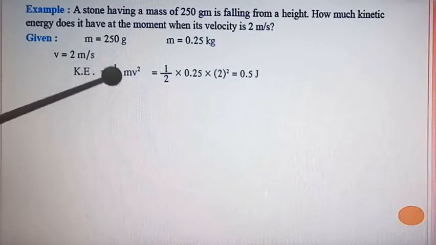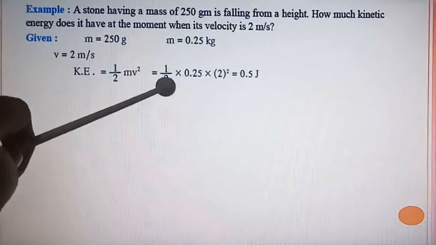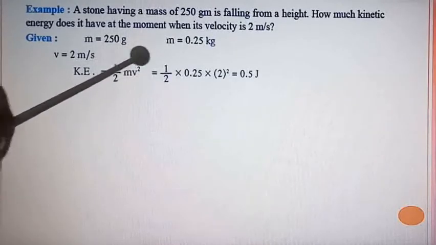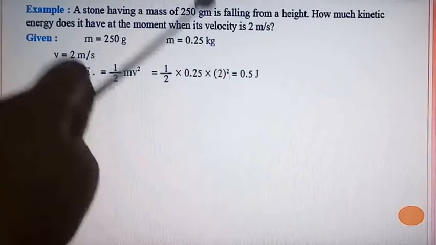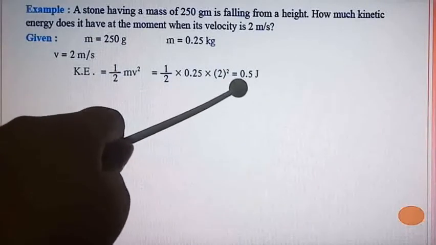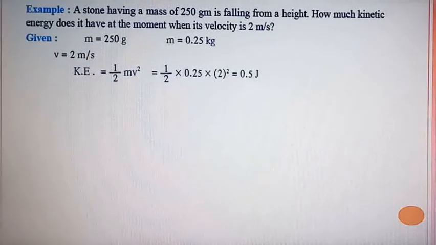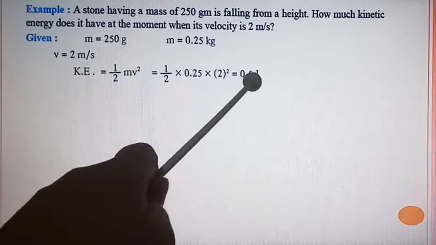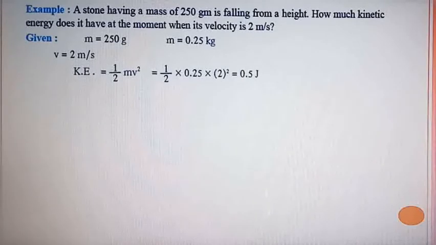Kinetic energy is half mv square. Substitute the values. Half multiplied by m, which is 0.25, multiplied by 2 the whole square. You will get it as 0.5 joules. Now it is kinetic energy, so it will be in joules.